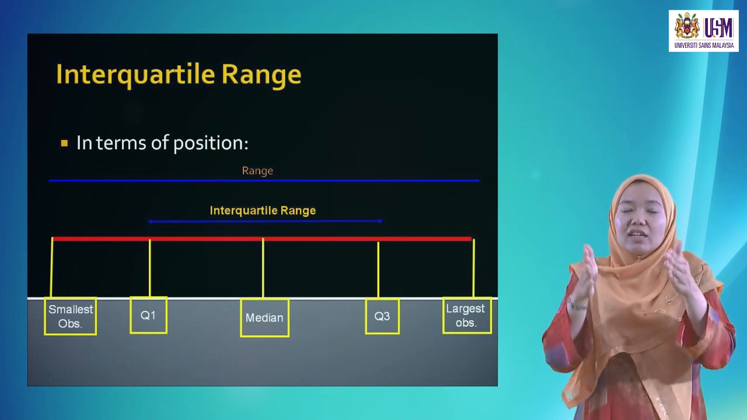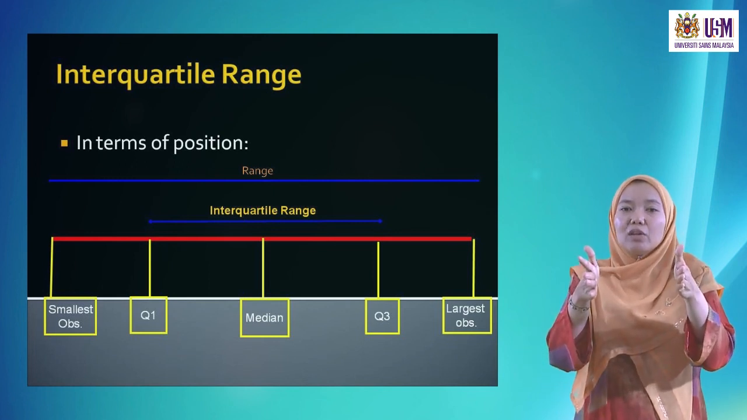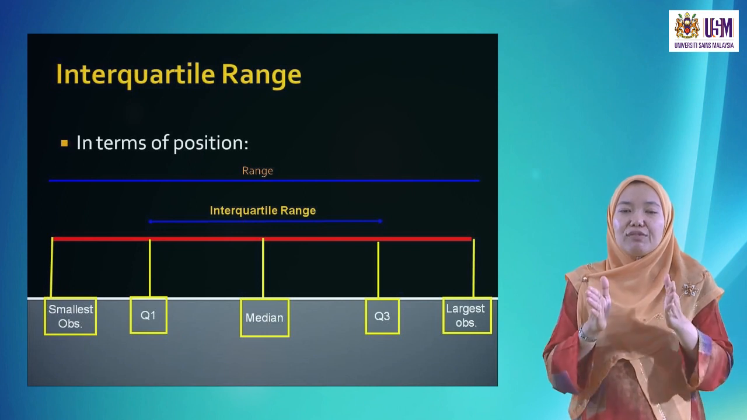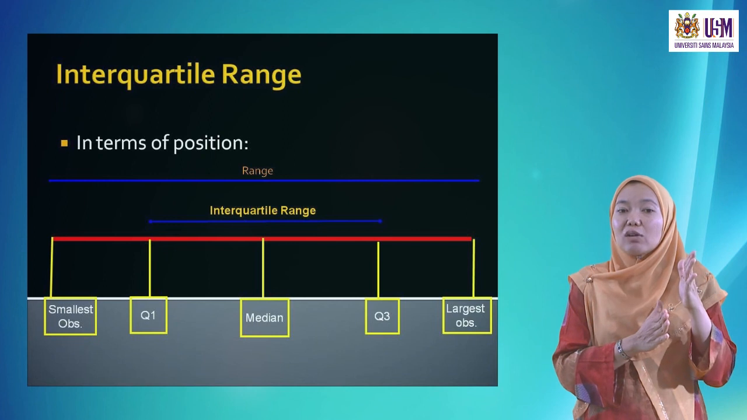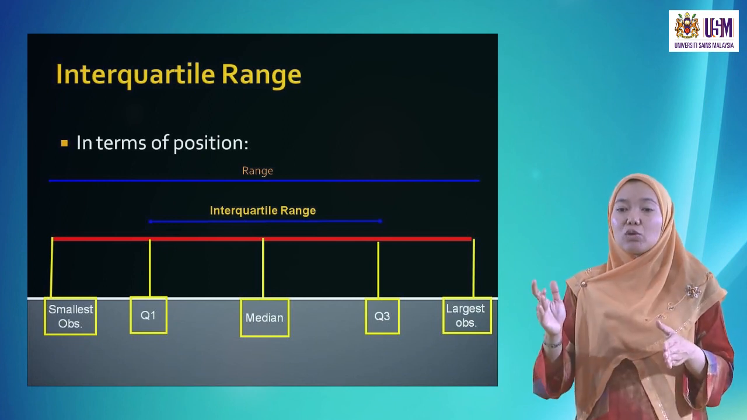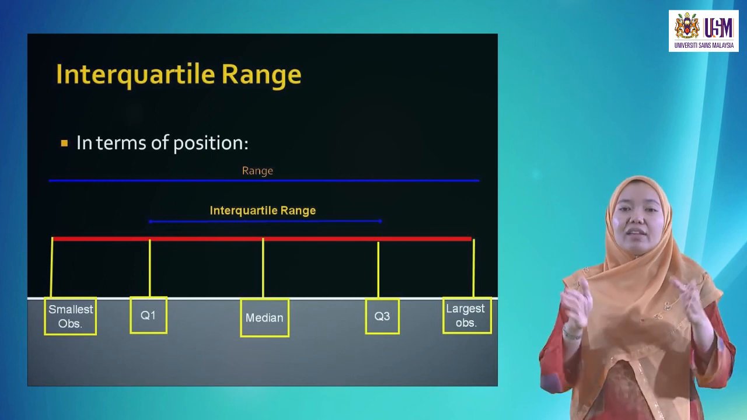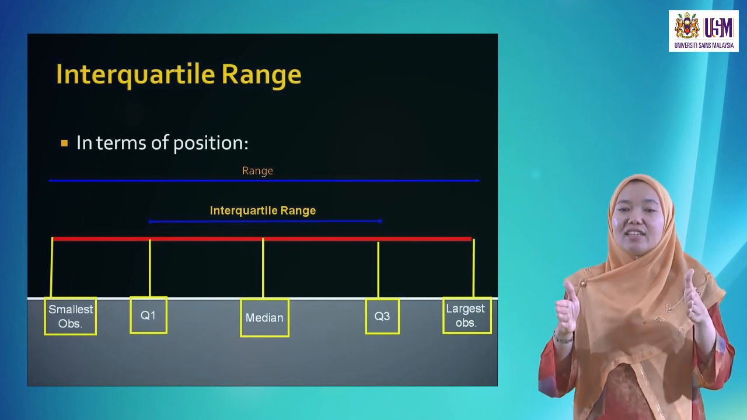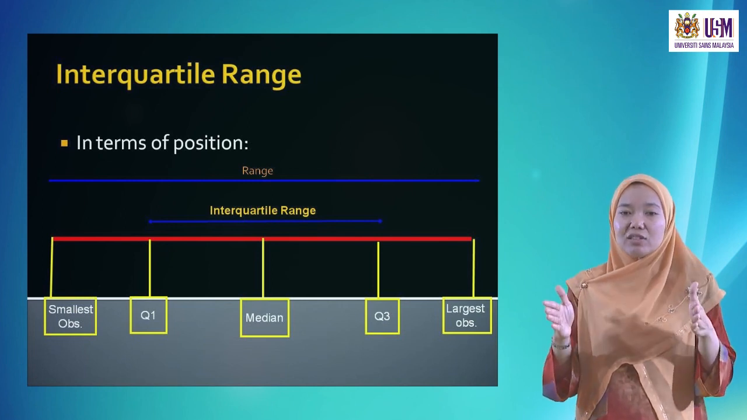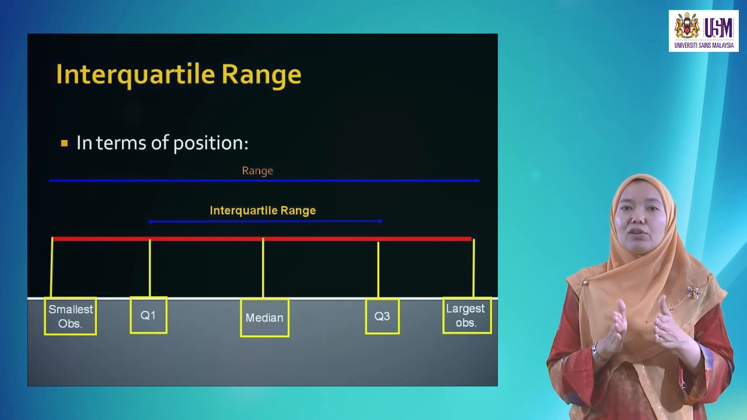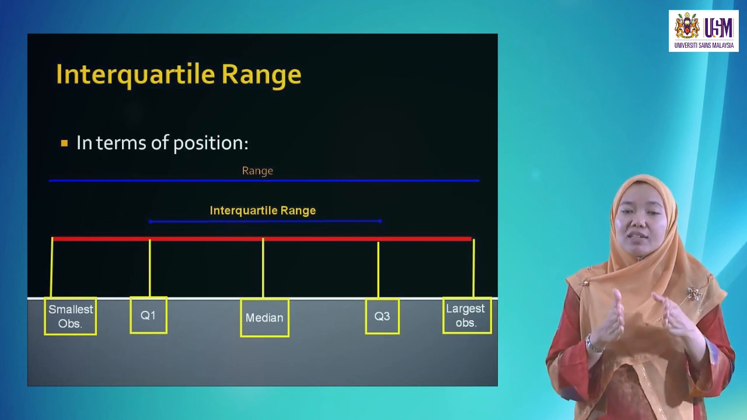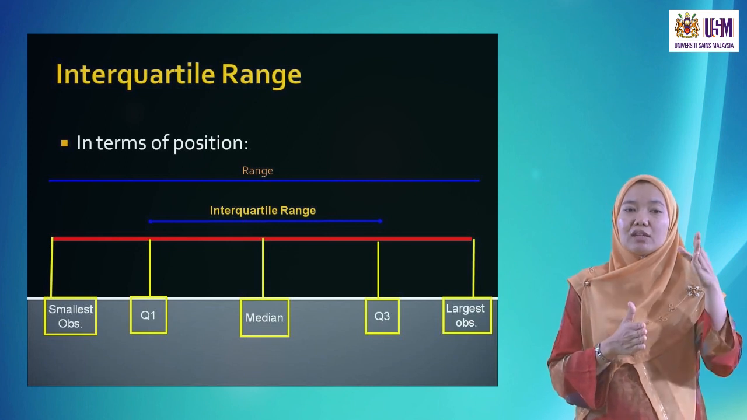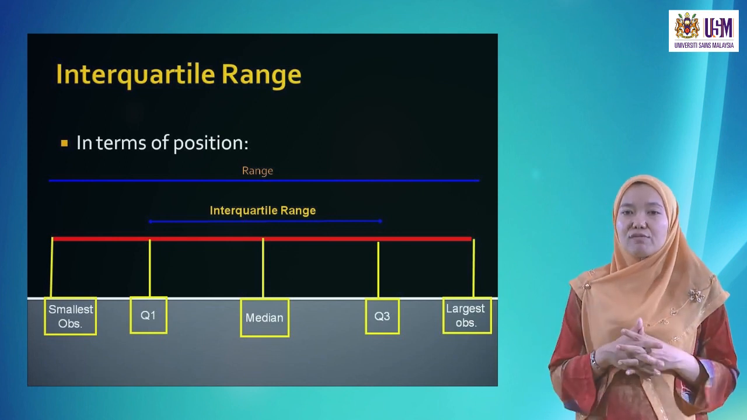The interquartile range is just the middle 50%. In this case, you need to calculate the first quartile value, quartile 1, and the third quartile value, quartile 3, and then find the difference. So that is the interquartile range. The middle point for the interquartile range is what we call the median. Remember, the median is simply the middle point between the smallest and the largest observation.